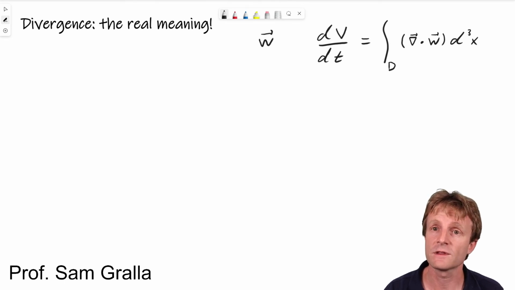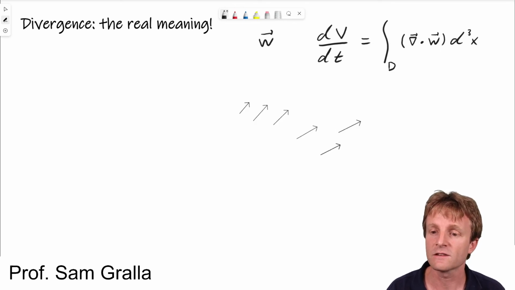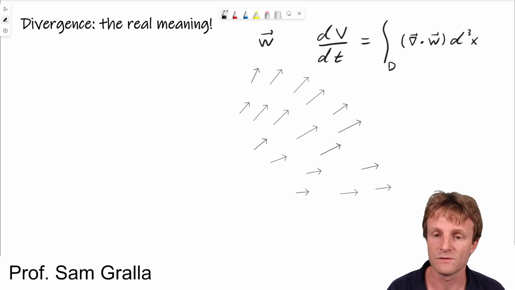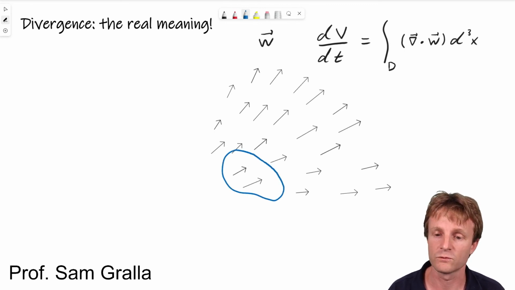Now to explain what everything means in this picture, let's make a vector field. So let's draw some vectors. It doesn't really matter so much what the vector field is, as long as it has some divergence. So we'll sort of draw something that looks like it's diverging. And let's consider a region of this vector field. So here it is. I'll just draw it in blue. Doesn't matter so much what it is. Let's shade it in yellow.